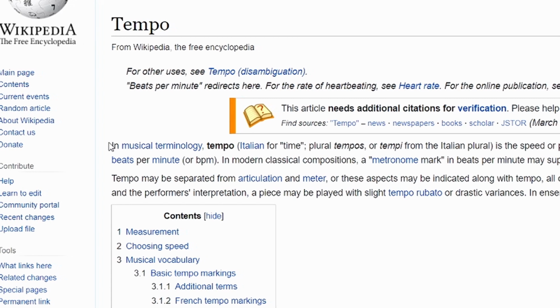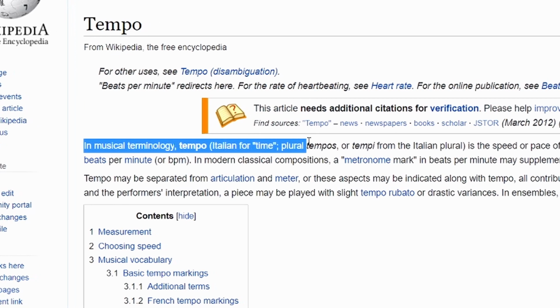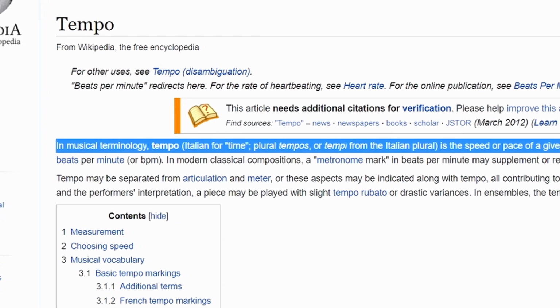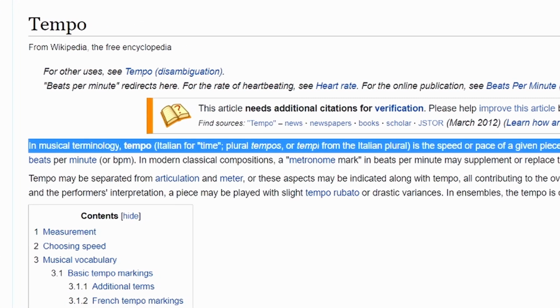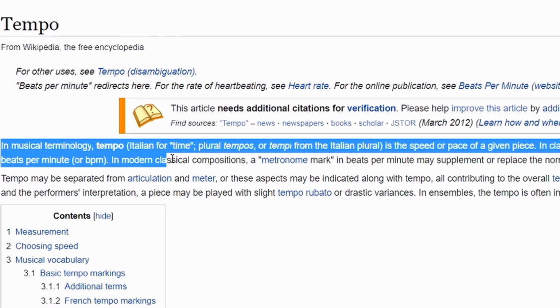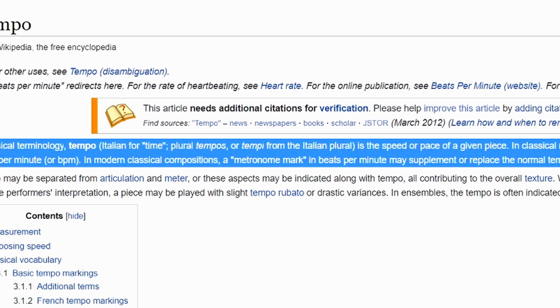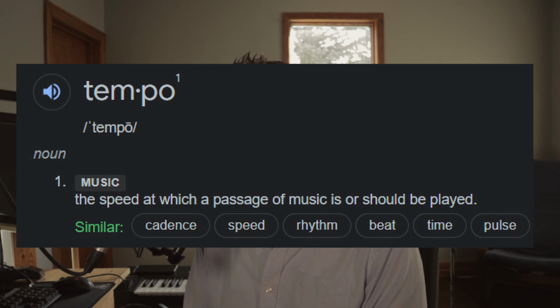Okay, I'm curious. What is tempo? In musical terminology, tempo, Italian for time, plural tempos or tempi, from the Italian plural, is the speed or pace of a given piece. So the basic definition of tempo is the speed of music. But that doesn't quite explain it enough.